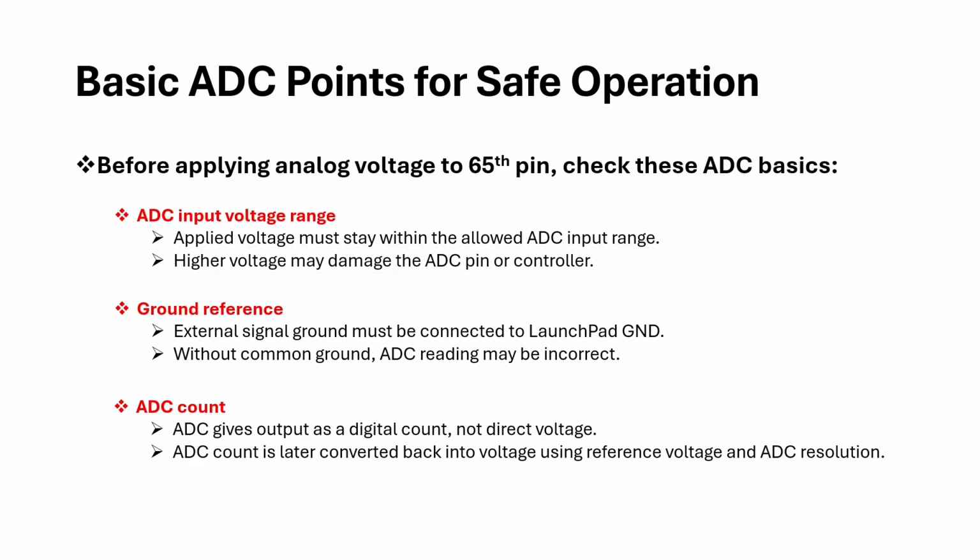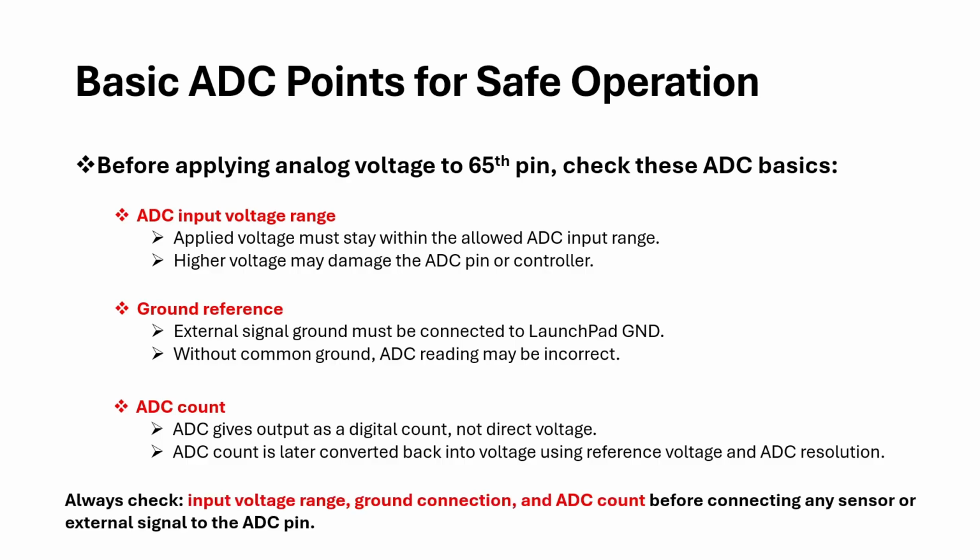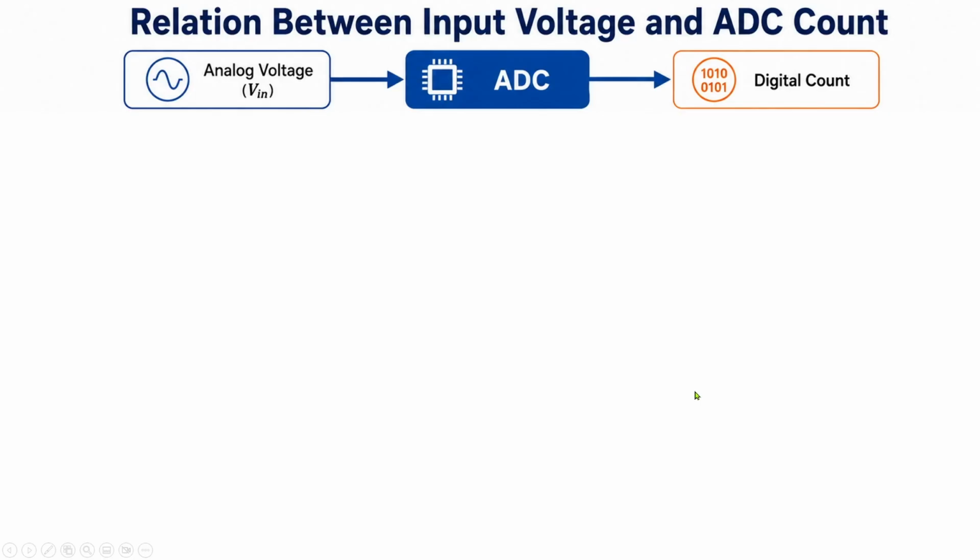So, before connecting any sensor or external signal to the ADC pin, we must check three things: the input voltage range, the ground connection, and the ADC count. Now let us understand the relation between input voltage and ADC count. For the F28379D LaunchPad, the ADC input voltage range is 0 to 3 volts. That means the analog voltage applied to the ADC pin must remain within this range.